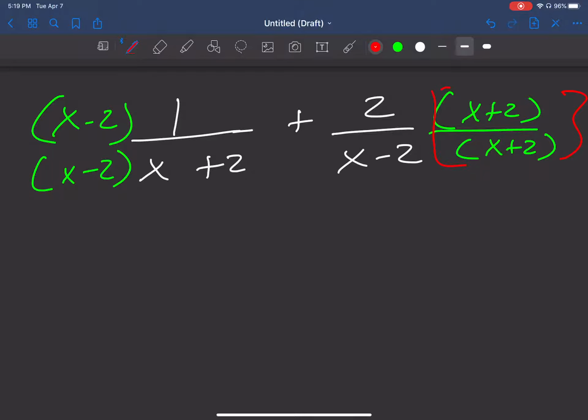It doesn't matter what I multiply by. I can multiply by 1,000 over 1,000, a million over a million. As long as it's the same thing on the top and the same thing on the bottom, it's not going to change this at all. In fact, it'll just make our lives easier because then we can add up.